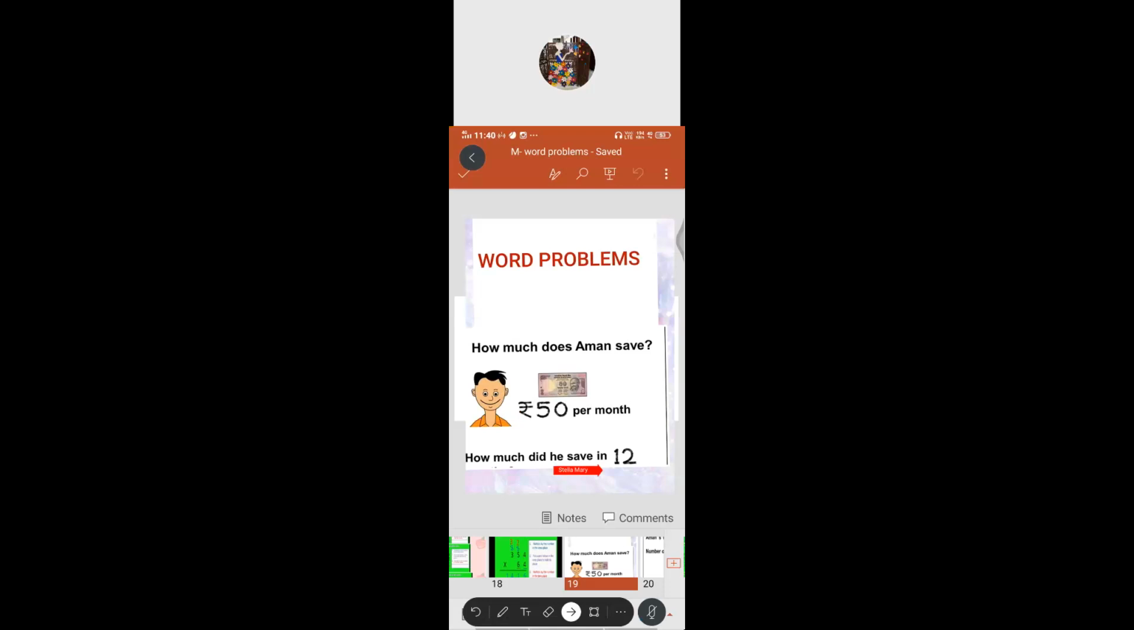How do we find that? If they give the information only for 1, but ask for more or many, that is the clue to use multiplication. In this way you have to think and plan for the sum. So it is given that per month he saved 50 rupees. They're asking for 12 months. What is the saving? How do we find that?